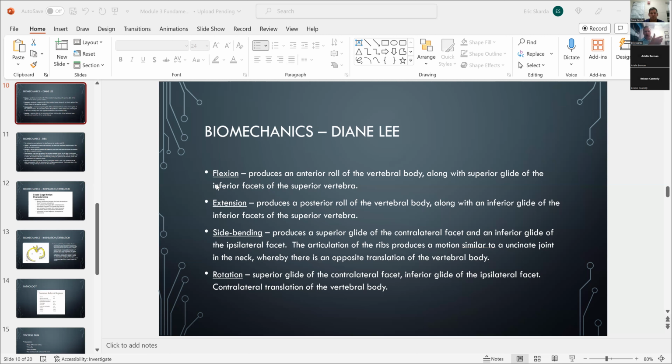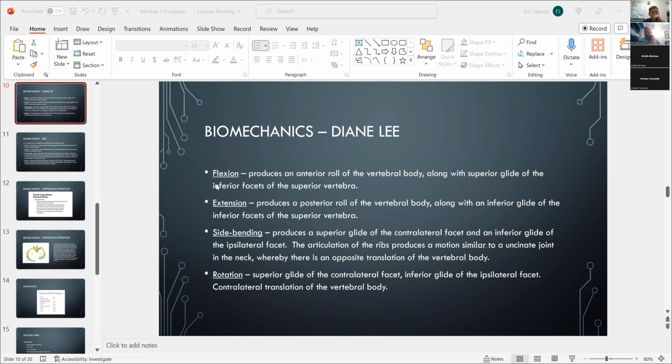So we think about those things when we're doing PIVMs and PAVMs. Essentially, we're looking at unilateral movement of one particular facet, say the right-sided facet of T5-6. When we're doing bilateral or symmetrical movements with flexion and extension, it's really going to be much more of just an inferior and posterior glide, and then an anterior and superior glide.